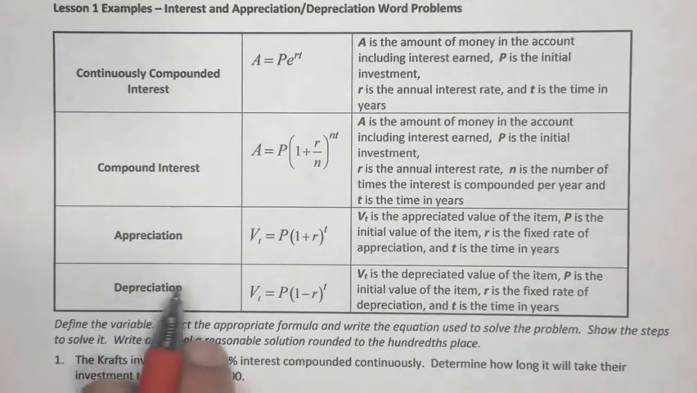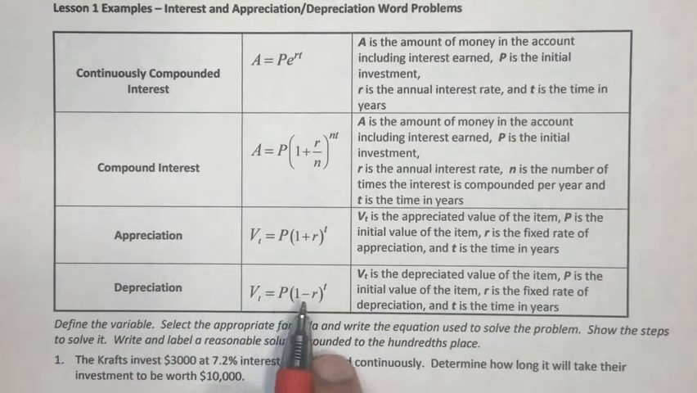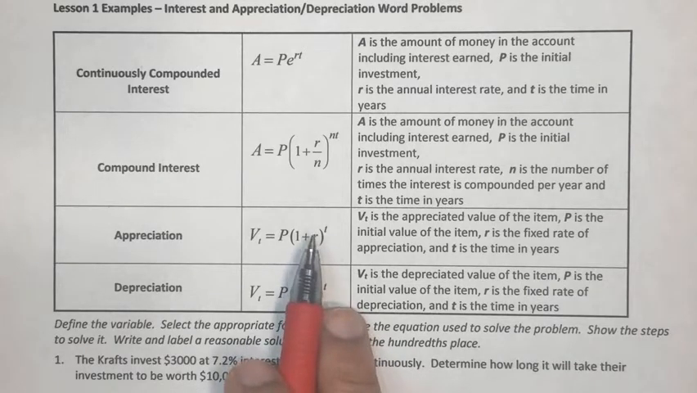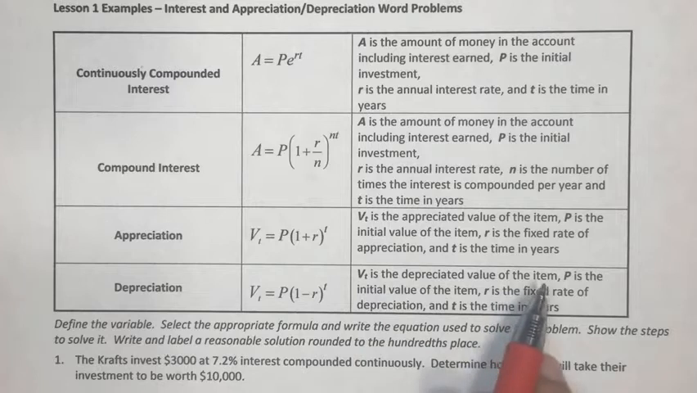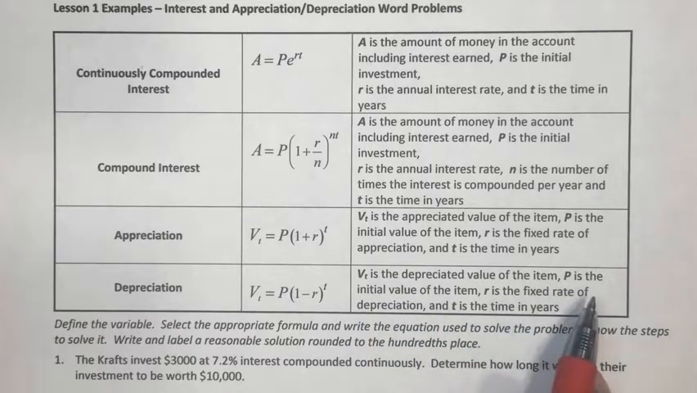Finally, depreciation, VT is equal to P times 1 minus R to the power of T. The only difference between the appreciation and depreciation is that here the interest rate is added and here it is subtracted. So VT is the depreciated value of the item, P is the initial value of the item, R is the fixed rate of the depreciation, and T is the time in years.